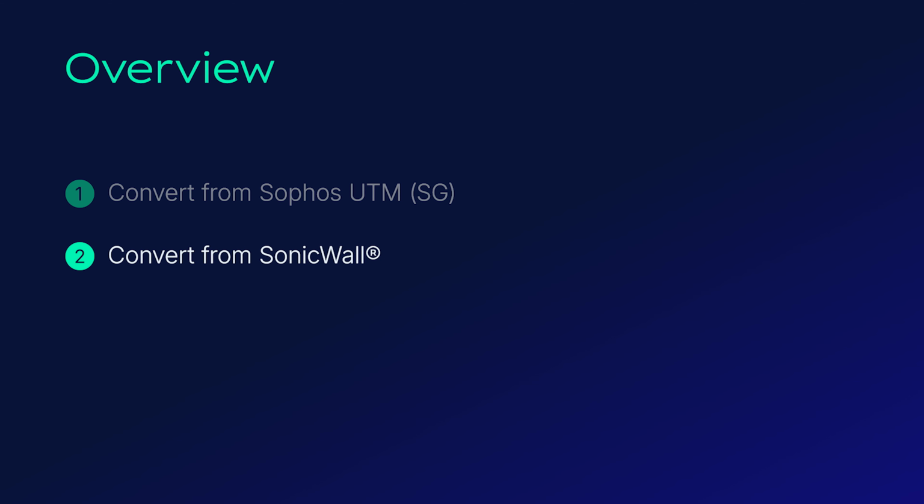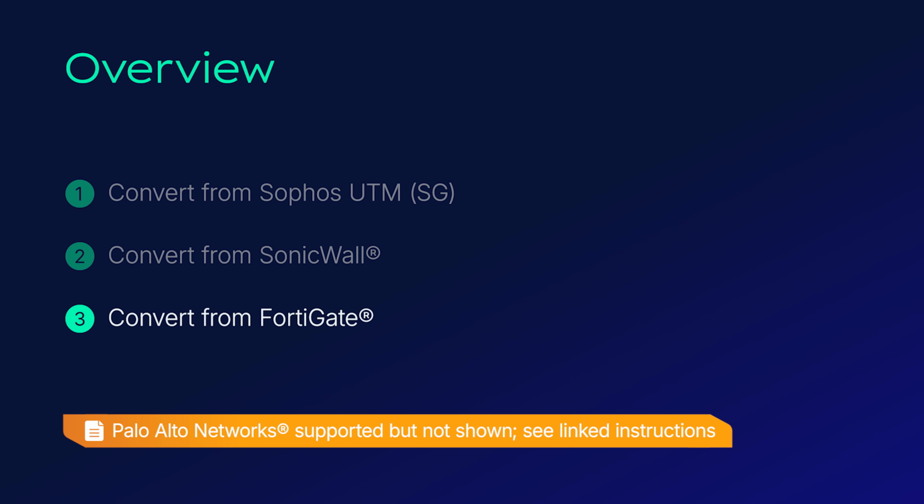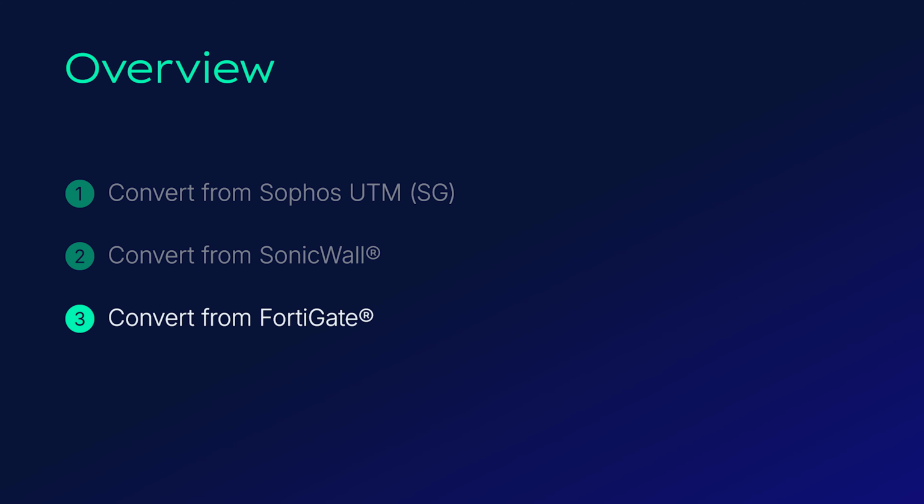In this tech vid, you'll learn how to convert configurations from Sophos UTM firewalls, SonicWall firewalls, and FortiGate firewalls. For steps on converting from Palo Alto networks, check the documentation linked in the description. Then, I'll show you how to import those configurations into Sophos Firewall.